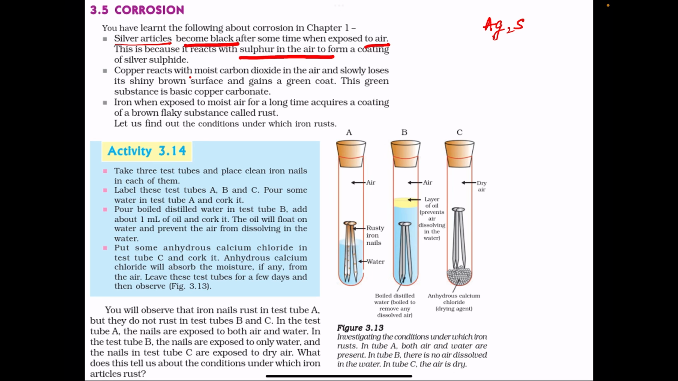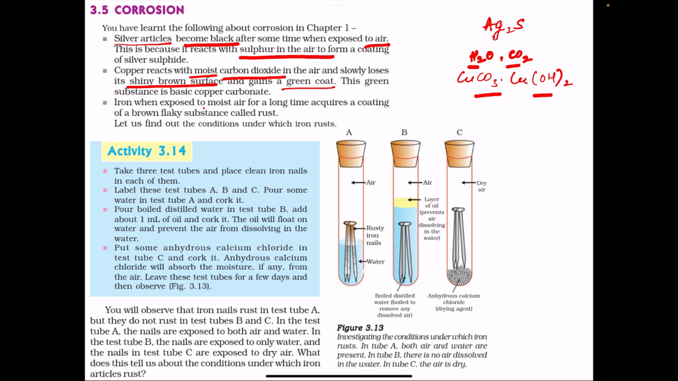Next, copper reacts with moist carbon dioxide in the air. It reacts with the H2O and CO2 present in the air and slowly loses its shiny brown surface and gains a green coating. This green substance is basic copper carbonate, that is CuCO3 and Cu(OH)2. So it forms both carbonate and hydroxide of copper on its surface, which is the green coating. For the formation of basic copper carbonate, both carbon dioxide and moisture of the air are required.